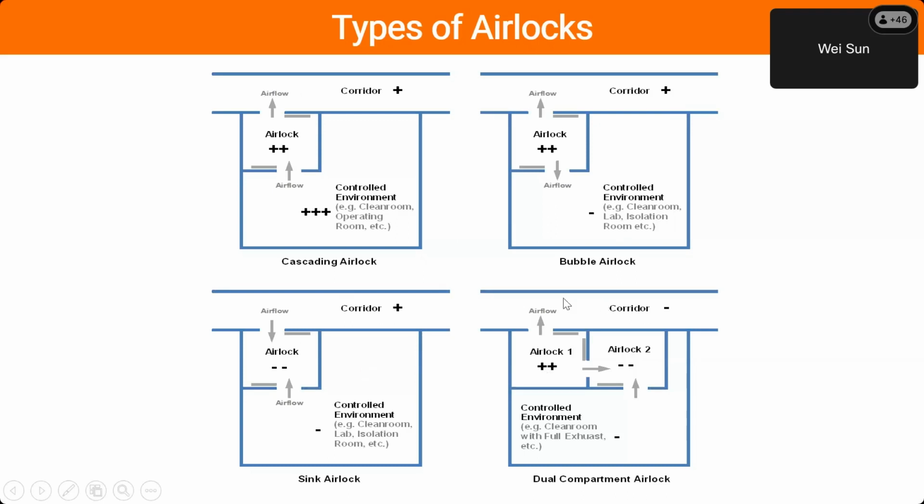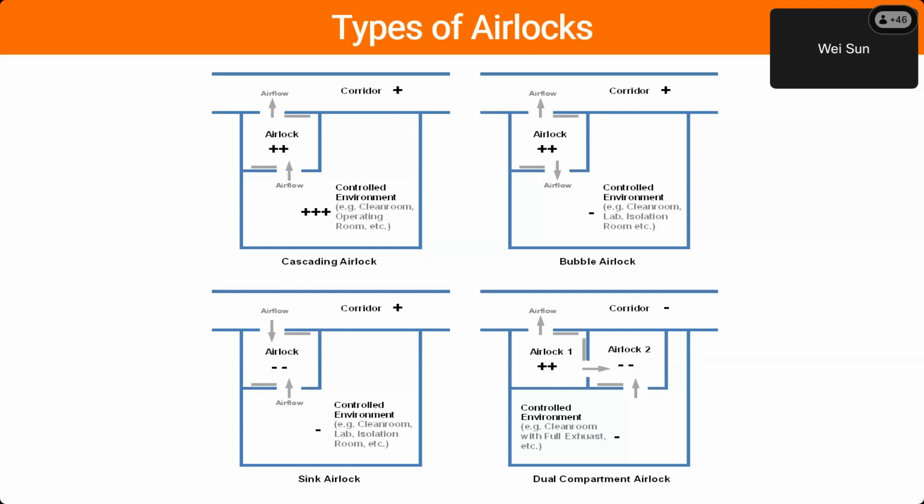So if you want to walk from the hallway into the clean room, you need to walk through the first door, second door, and the third door. And if you want to exit, you walk through the 3 doors. Typically, airlock, non-ISO, require very clearly in verbal language that there will be a time delay requirement for the airlock doors. In other words, you cannot open the two doors simultaneously. You have to have a time delay.